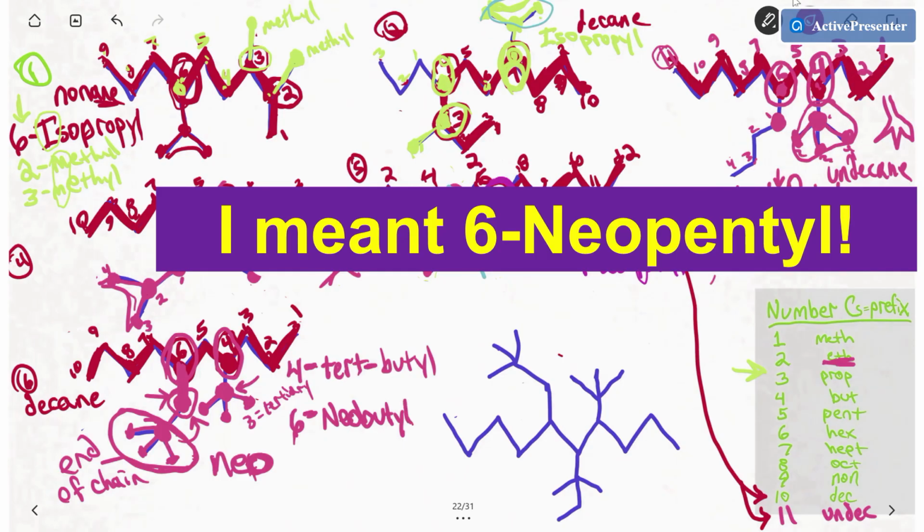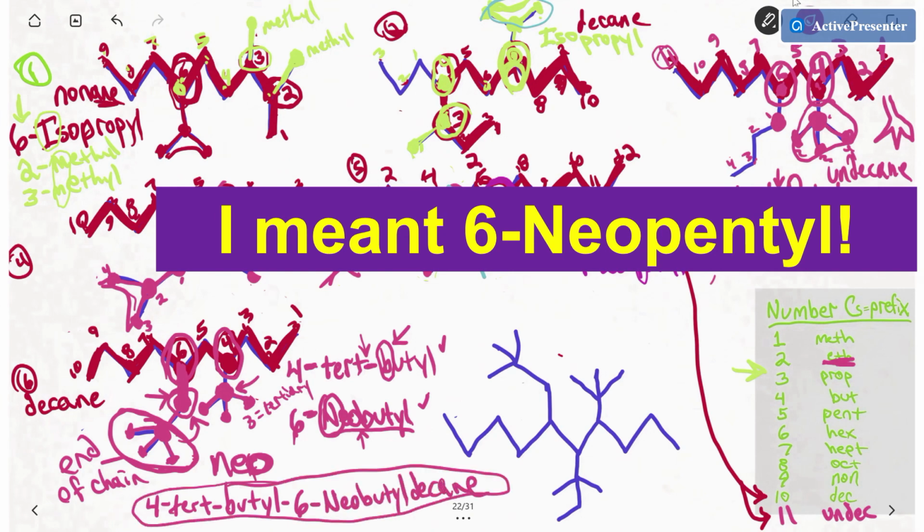Okay, so now we have the 4 tert-butyl, and we have the 6 neobutyl. So now we need to alphabetize to know which goes in what order. We have a B here. Remember, we don't use tert to alphabetize because there's that hyphen there. But there's no hyphen here. Neo becomes part of the whole word. So we use the N to alphabetize. So butyl's going to go first in that case. So we're going to call this 4-tert-butyl-6-neobutyldecane. So that's how you would name this molecule.